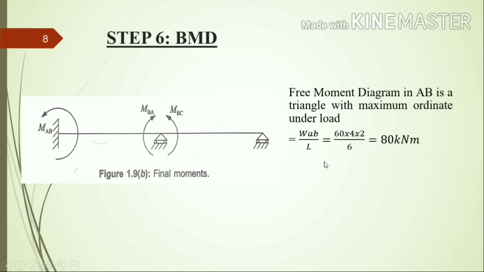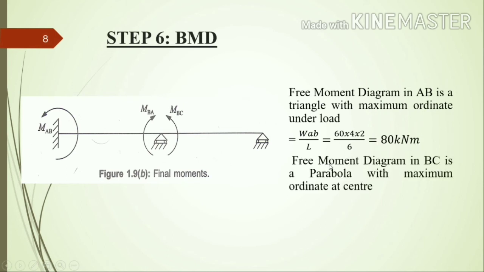Then next, along the span BC, there is a UDL acting. Hence, the bending moment diagram due to the UDL will be a parabola, with a maximum ordinate at the center with a value of WL square by 8. Here W is equal to 30 kilonewton per meter, L is equal to 6. So we get 135 kilonewton meter as the maximum ordinate under the load at the center.